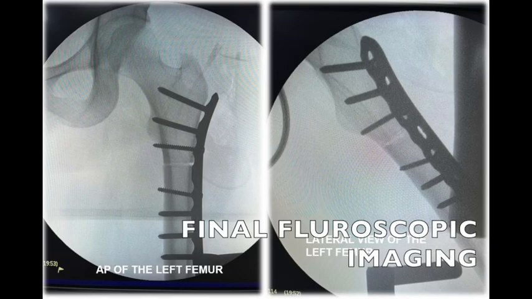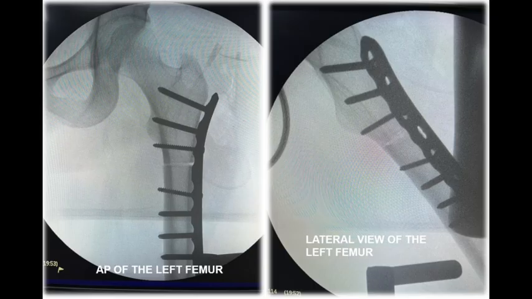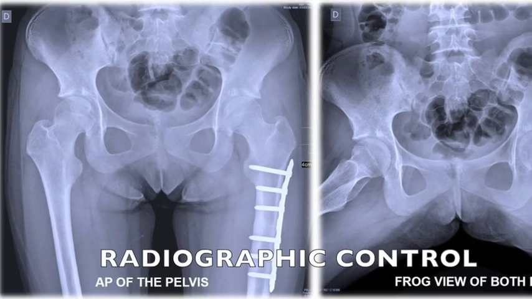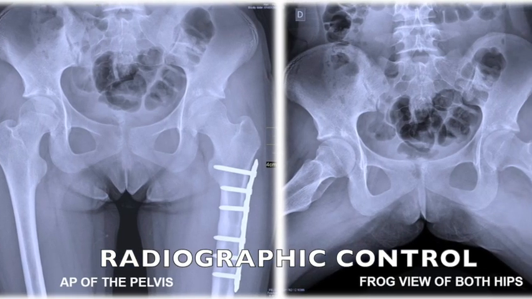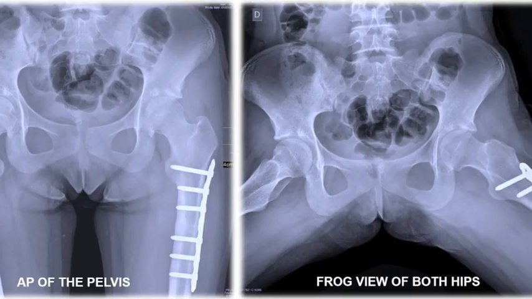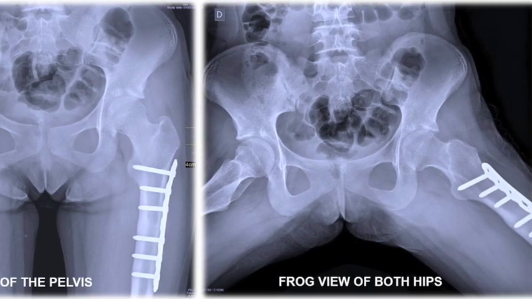These are the final fluoroscopic images of the proximal femoral osteotomy. Note the adequate fixation and reduction and the restoration of the femoral version. This is the postoperative radiographic control 3 months after the procedure of the same patient. Note the advanced consolidation at the osteotomy site.